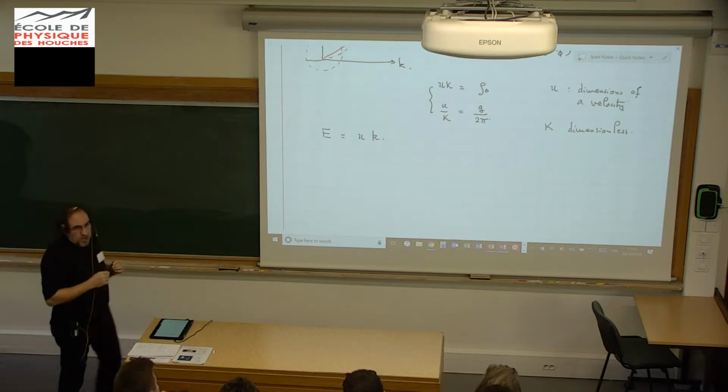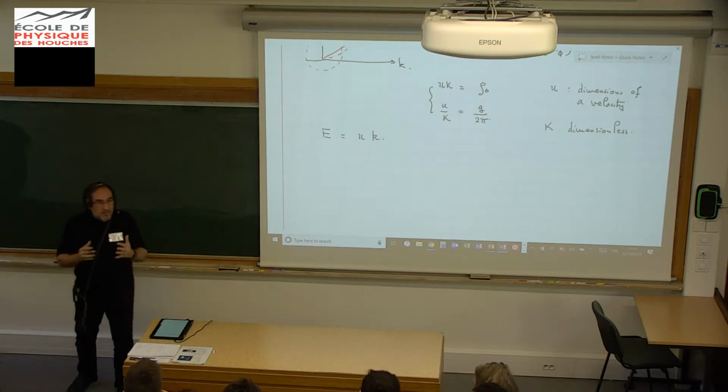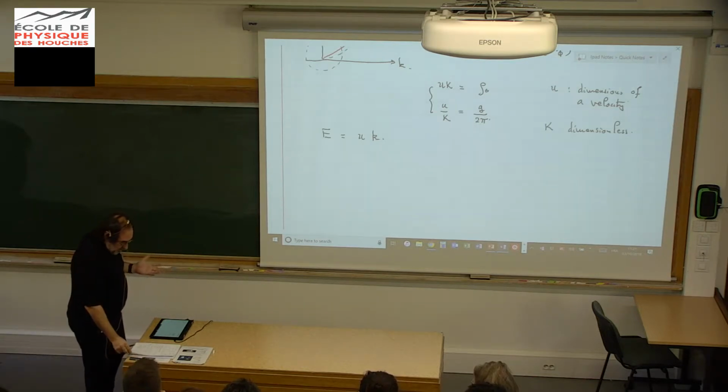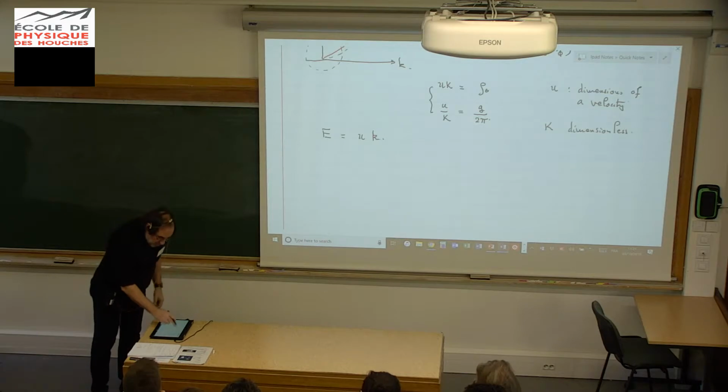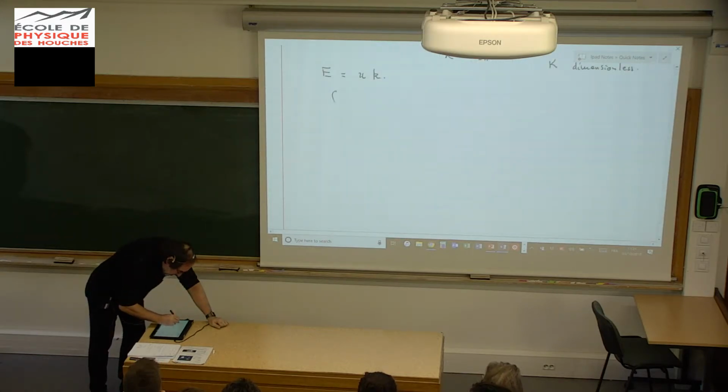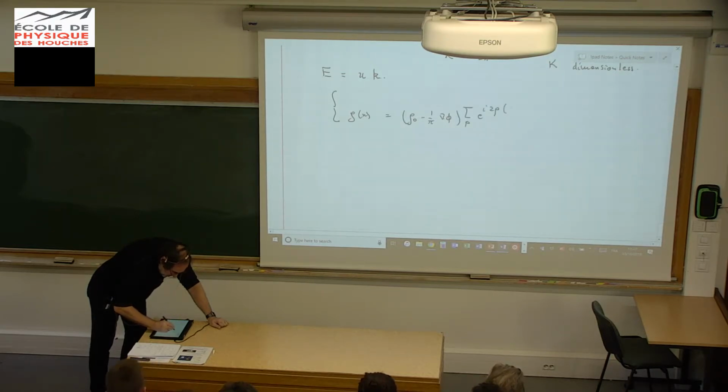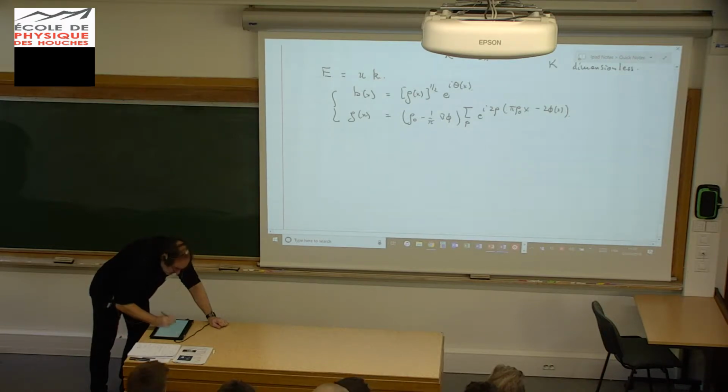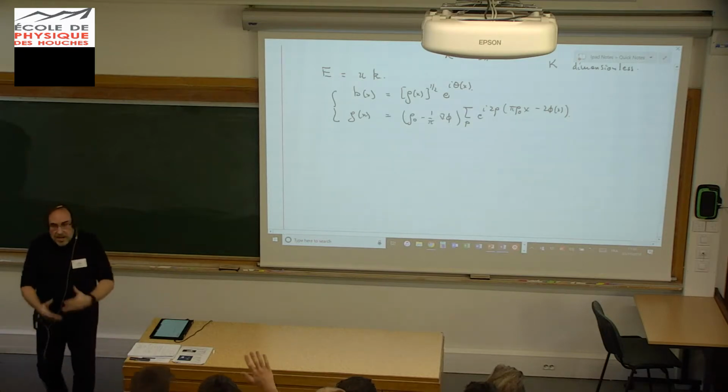Now, this is a very nice solution, but we need to explore its physics in more detail, because now I have this solution, but I also have the dictionary that we were discussing before, which is that the density, rho of x, is rho 0 minus 1 over pi grad phi, sum over p of exponential of i 2p times pi rho 0 x minus 2 phi of x. And we have the fact that the boson operator, B of x, is rho of x to the 1/2 times exponential of i theta of x. So now I can compute the correlation.